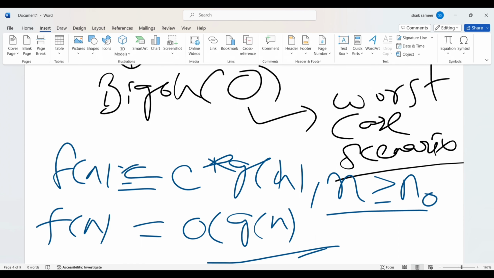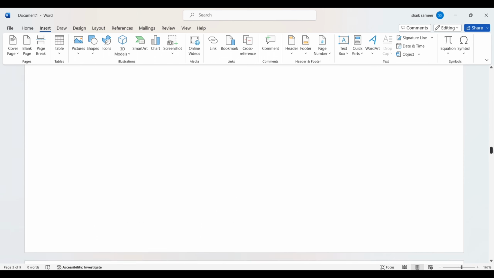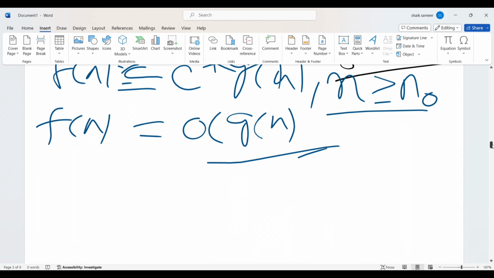Here, in the question itself, a linear function is given. When we look into this function, f of n equals 4n plus 5. We have to substitute this and calculate the time complexity. The answer is also given here: BIGOH of n. I will teach both the shortcut method and the definition method of BIGOH. When you look into the definition of BIGOH, f of n is less than or equal to c into g of n.